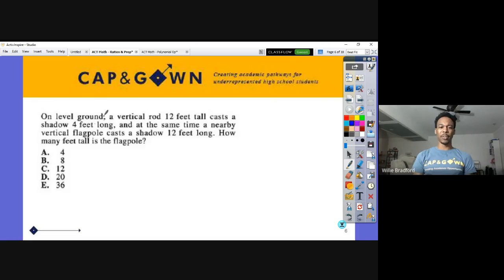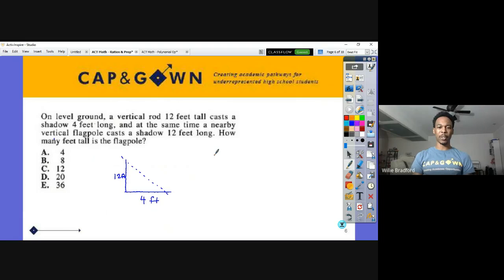All right, on level ground, a vertical rod 12 feet tall casts a shadow 4 feet long. So let's draw that. I got a vertical rod, cast a shadow that's 4 feet long. So I'm just gonna make a little sun here. That's my shadow, and it is 4 feet long. And it's 12 feet tall. Okay. At the same time, a nearby vertical flagpole casts a shadow 12 feet long. How many feet tall is the flagpole?